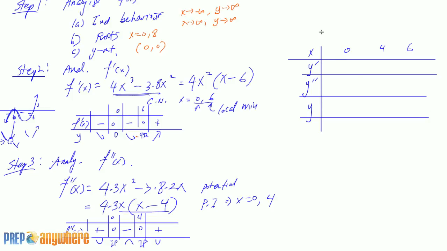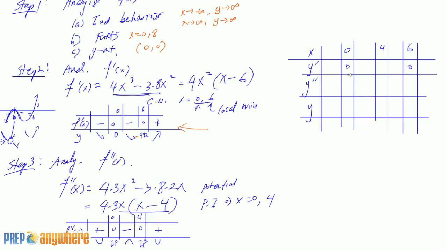Okay. So I have the separate charts, but I like to put it all together. So from here it's 0 and 6. I'm just going to copy the same thing down. 0 and 6. It was negative all the way until after 6, when it was positive. For the second derivative, it was equal to 0 at 0 and 4, and it was positive, negative, and then positive.